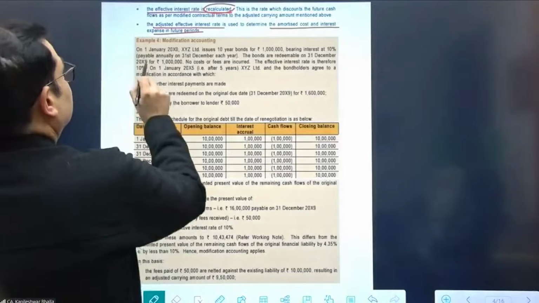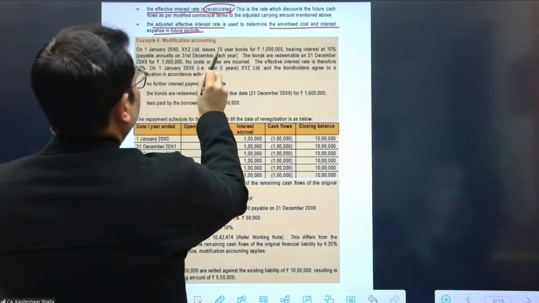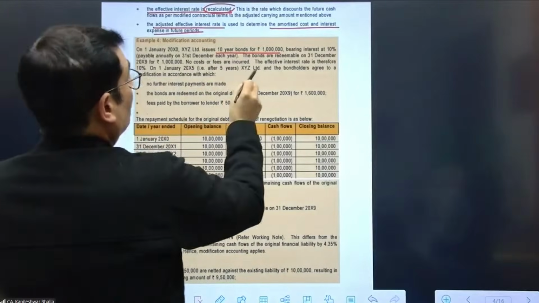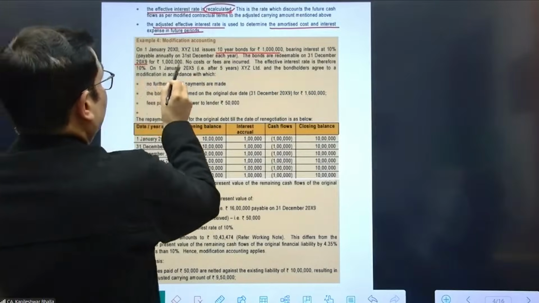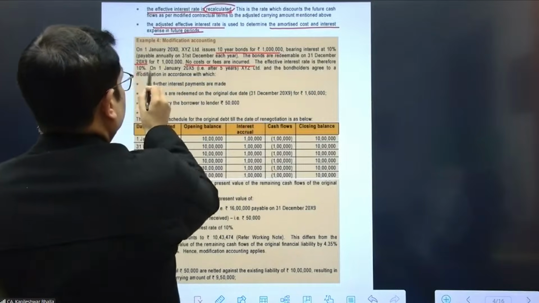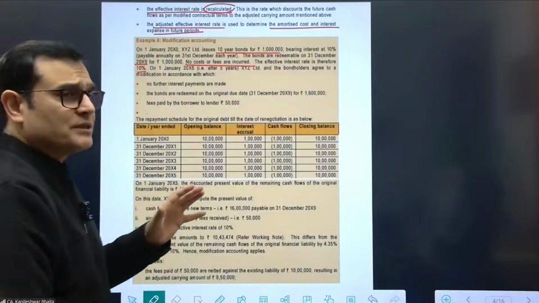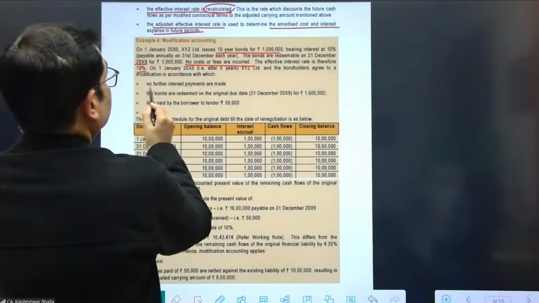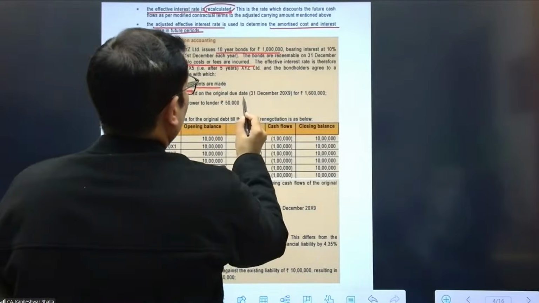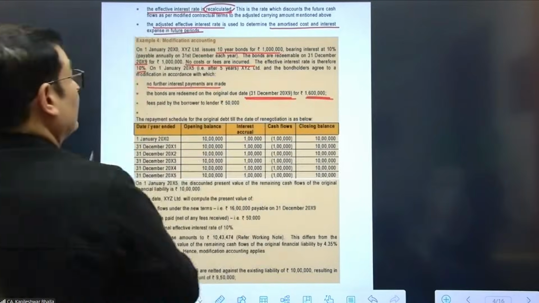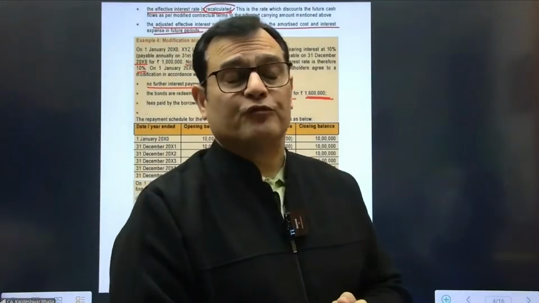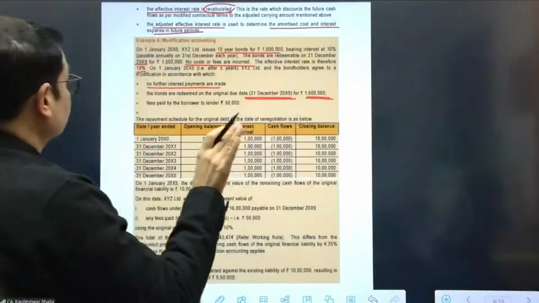Let's see further. It says on January X0, XYZ issues a 10-year bond for 10 lakhs, bearing a 10% interest. The bonds are redeemable on December X9 and there is no cost or fee incurred. So EIR is 10%. Everything is exactly what is given in the previous example, 100% same data. Then it says no further interest payments are made. The bonds are redeemed on the same maturity date for 16 lakhs. Unlike the previous case where the interest rate was reduced to 5%, here it says no further interest payments, only a principal payment of 16 lakhs at the end of the original period, 5 years.